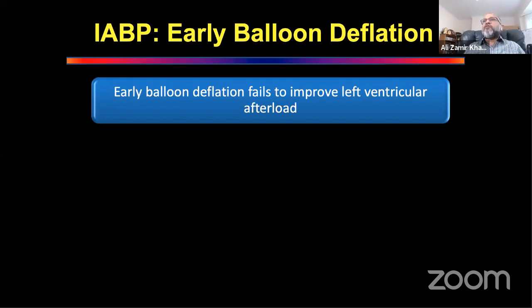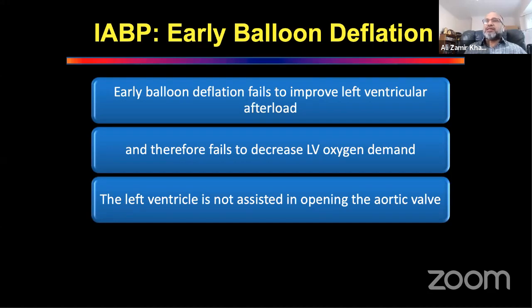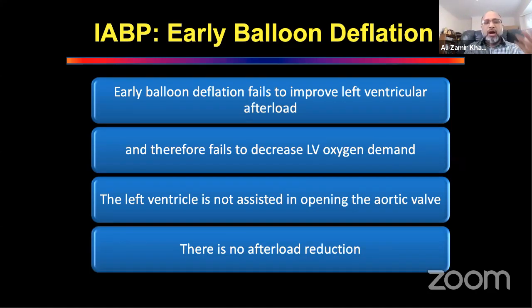Early deflation fails to improve the left ventricular afterload and thereby fails to decrease the left ventricular oxygen demand. The left ventricle is not assisted in opening the aortic valve because obviously the aortic pressure has gone up, not down. We wanted the aortic pressure to go down in the next systole, but it has not gone down. So the poor left ventricle is again having to work hard on isovolumetric contraction to open the aortic valve because the pressure on the other side is higher. So there is no afterload reduction when the balloon deflates early. Did you understand that?